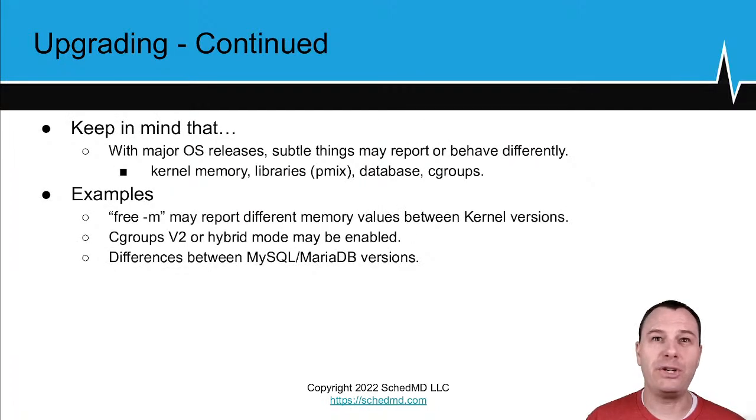Keep in mind with major OS releases or kernel upgrades, subtle changes may happen. For example, free -m may report different memory values between kernel versions. Cgroups v2 or hybrid mode may be enabled. Sites may unintentionally upgrade to a different version of MySQL or MariaDB. More on this in the next slide.